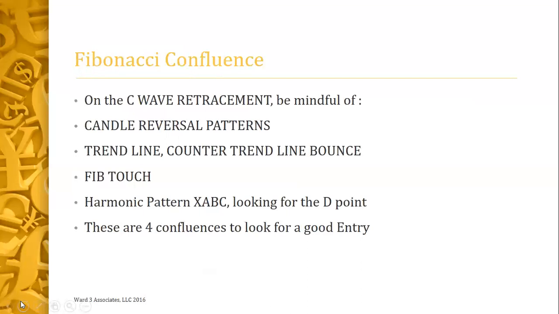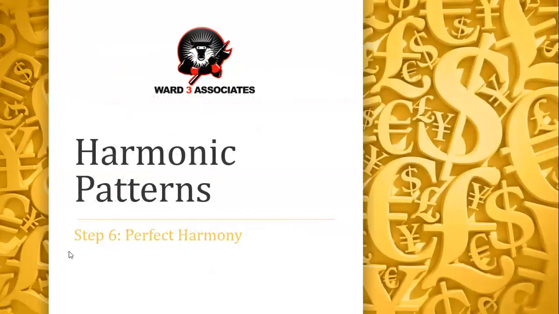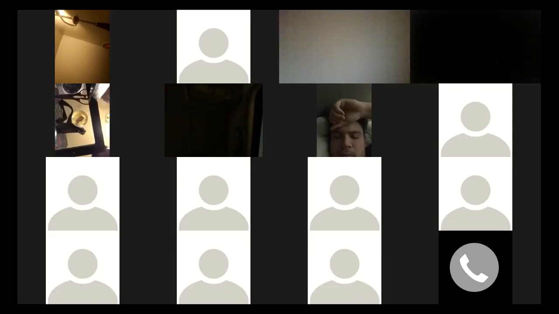All right. So what added confluence comes with Fibonacci? Once you see the C retracement looking to be completed, you're going to begin looking for your candle reversal patterns. If you got a trend line or a counter trend line bounce, the fib touch, of course. And then once we get to harmonic patterns, I'll show you all that later down the road. And that's just basically some general confluences that we're looking to enter with. Let's go back to the charts now. Any questions so far before we go through the charts?